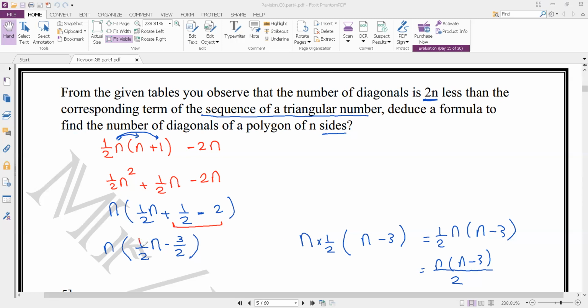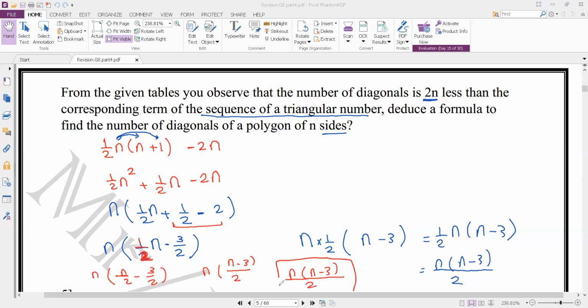So we ended up with n multiplied by, and we can take half as a factor. It's half n minus 3, or we can say n multiplied by n over 2 minus 3 over 2. Half n means n over 2. We have the same denominator, which is 2, so we have at the top n minus 3. That's the formula we use: n multiplied by n minus 3, over 2.